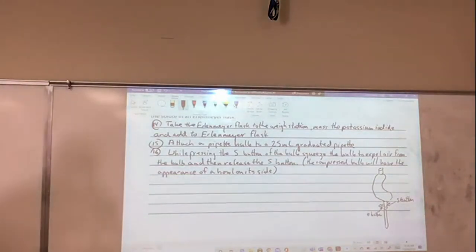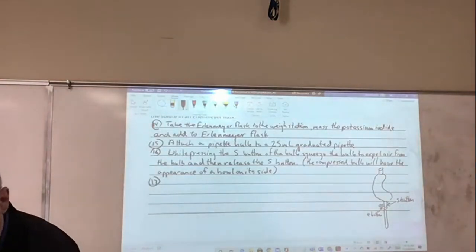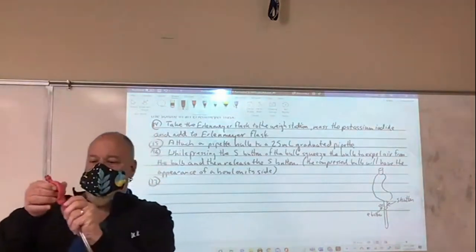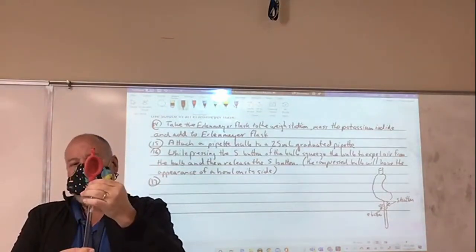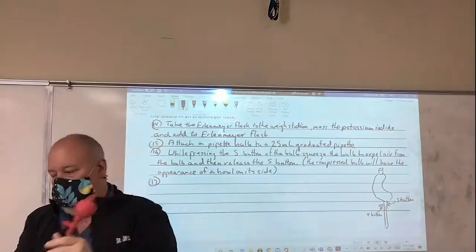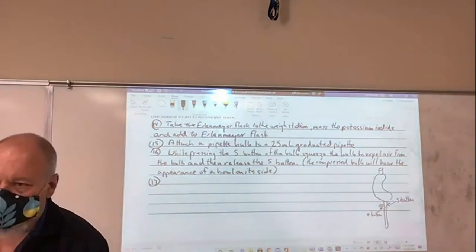That's a good idea. So while pressing the S button of the bulb, squeeze the bulb to expel air from the bulb, and then release the S button. The compressed bulb will have the appearance of a bowl on its side. Is there the other button to create suction and then the S button to bring in the liquid? So the S button actually does the same thing, right? So I squeeze the S button and then let off of it. And when I squeeze it again, it's going to draw the water back up. Okay? So that leads us to the next step then, right?